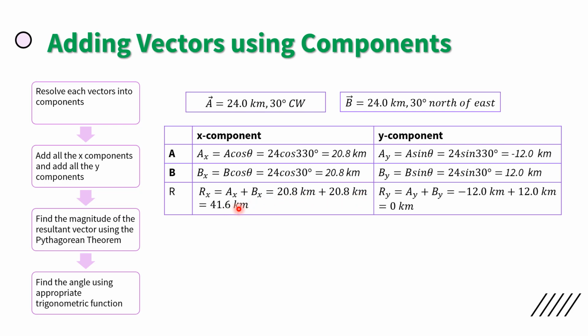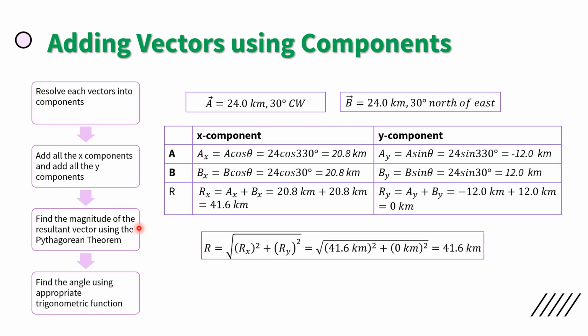We have 41.6 kilometers. And adding all the y components, we have r sub y equals a sub y plus b sub y, which is equal to minus 12 kilometers plus 12 kilometers. We will get 0 kilometer. Okay, and then the third step is to find the magnitude of the resultant vector using the Pythagorean theorem.